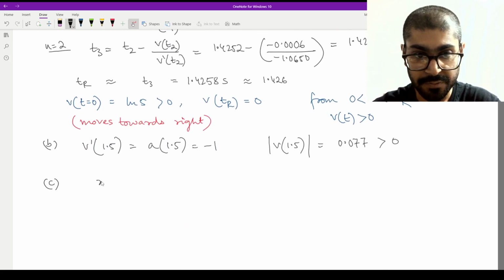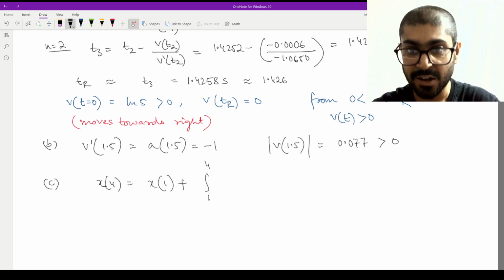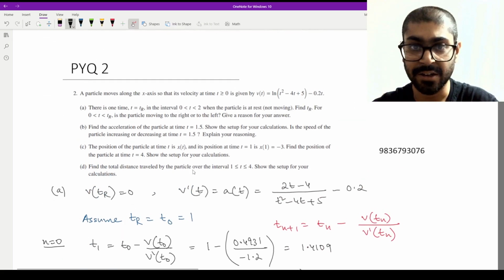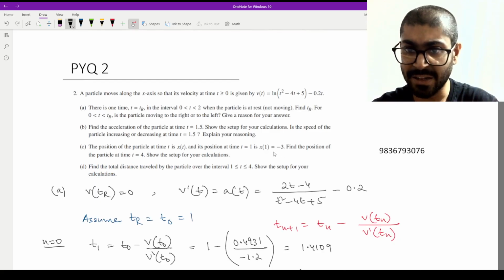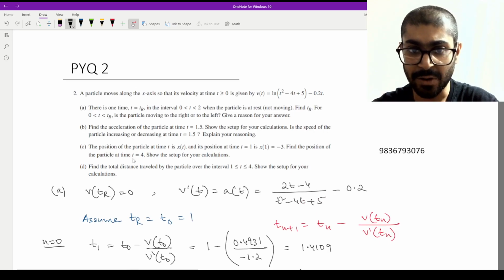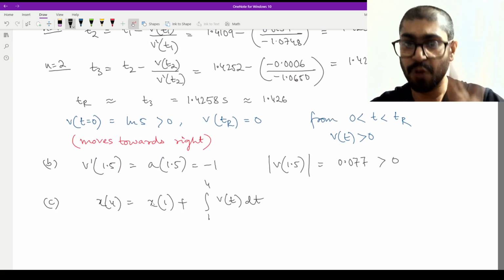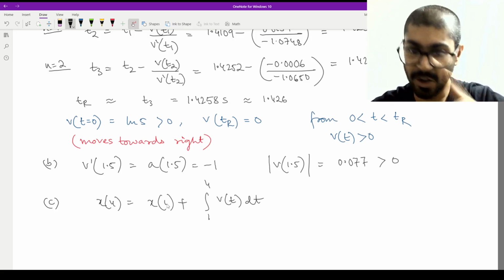So x(4) would be x(1) plus the integration from 1 to 4, because the position at time 1 is given, right? So from 1 to 4 you integrate v(t) dt. The position of the particle at t is x(t), of course. At t equal to 1, x(1) is given, fine, so we can put the value. We would have to calculate x(4). So x(4) is x(1) plus the integration from 1 to 4. Alright, x(1) is already given here.